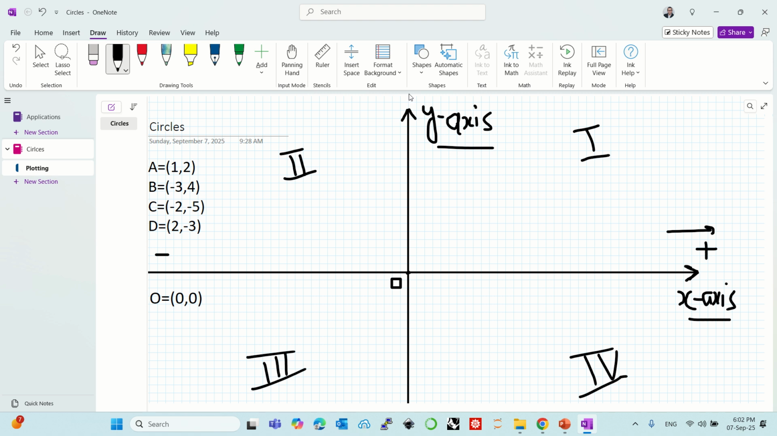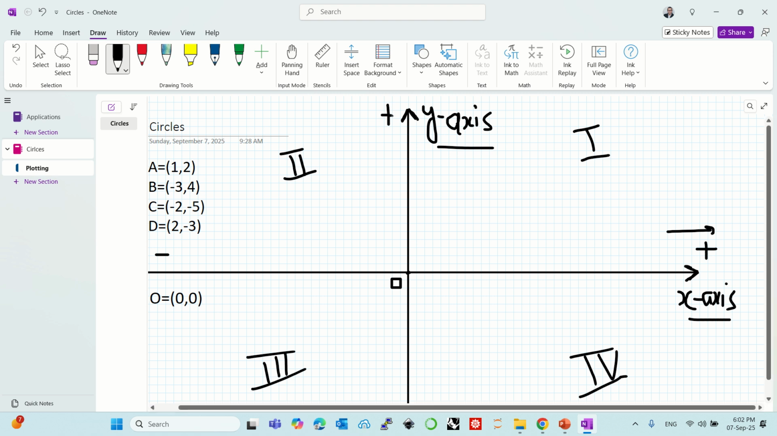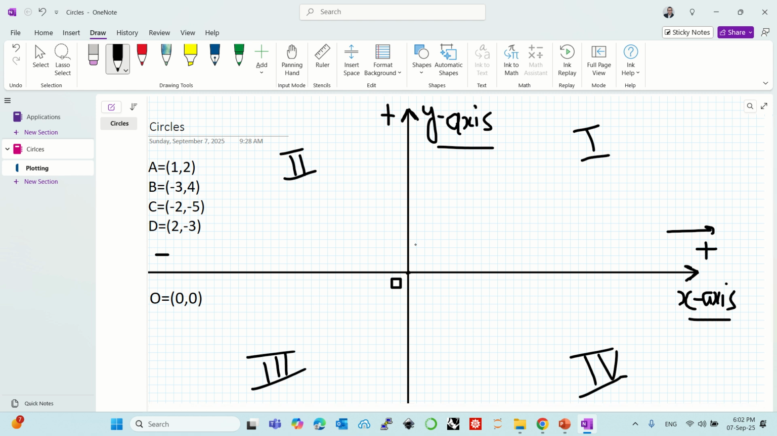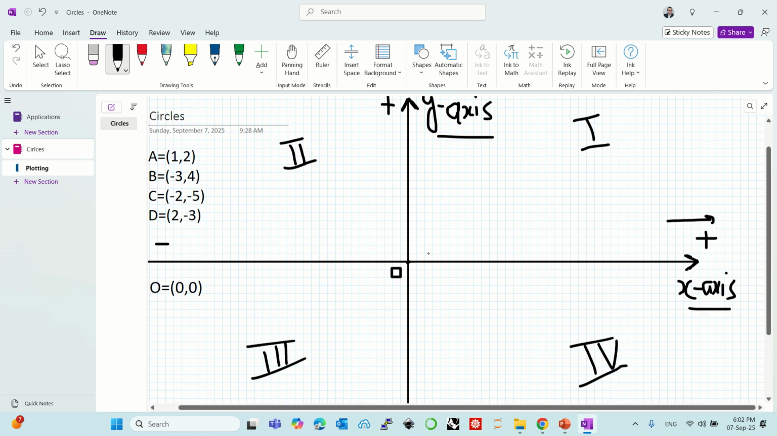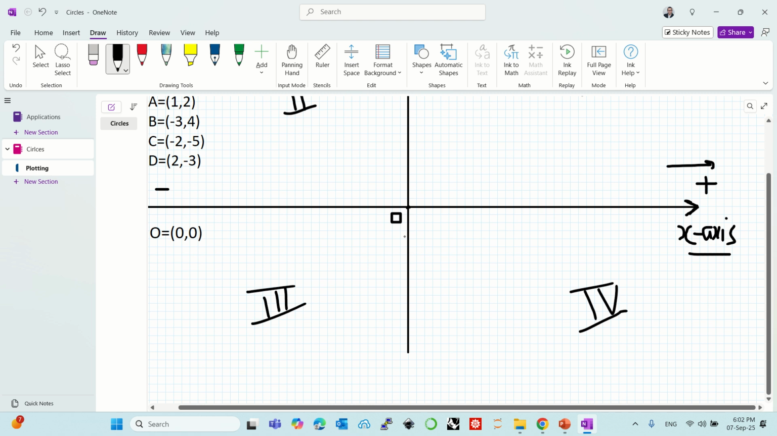For the y-axis, this is the arrow which is pointing to the positive part of the y-axis. The positive part is the part that is above the origin point in this part over here. As for the lower part of the y-axis below the origin, this is the negative part.